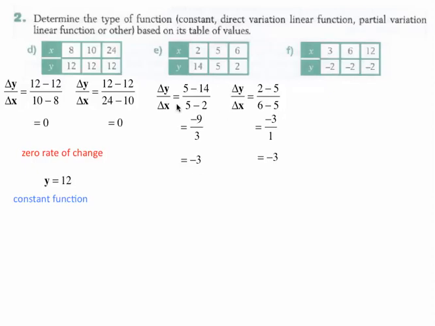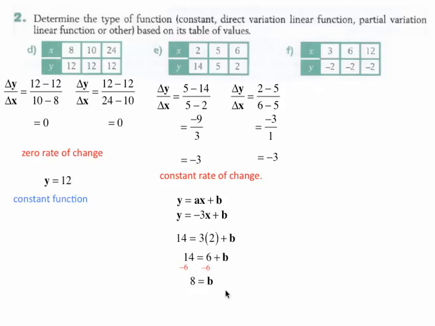We could also say, constant rate of change, so y equals ax plus b. The a is negative 3, and then I'm going to solve for b. I'm just going to use a point. I'm going to take the first one. They would all work, by the way. So if x is 2 and y is 14, I have 14 is equal to negative 3 times 2, which is negative 6. I'm going to add 6 to both sides, and that gives me b is 8.